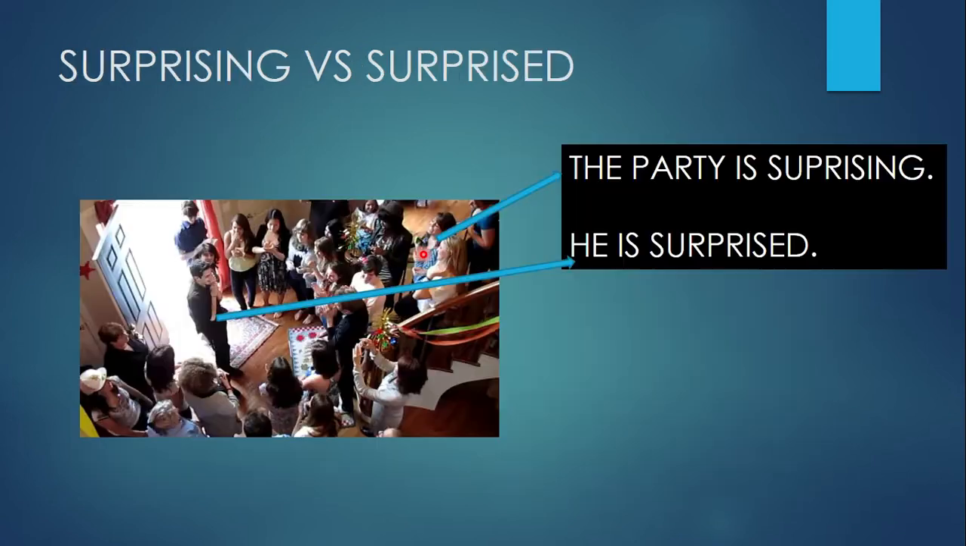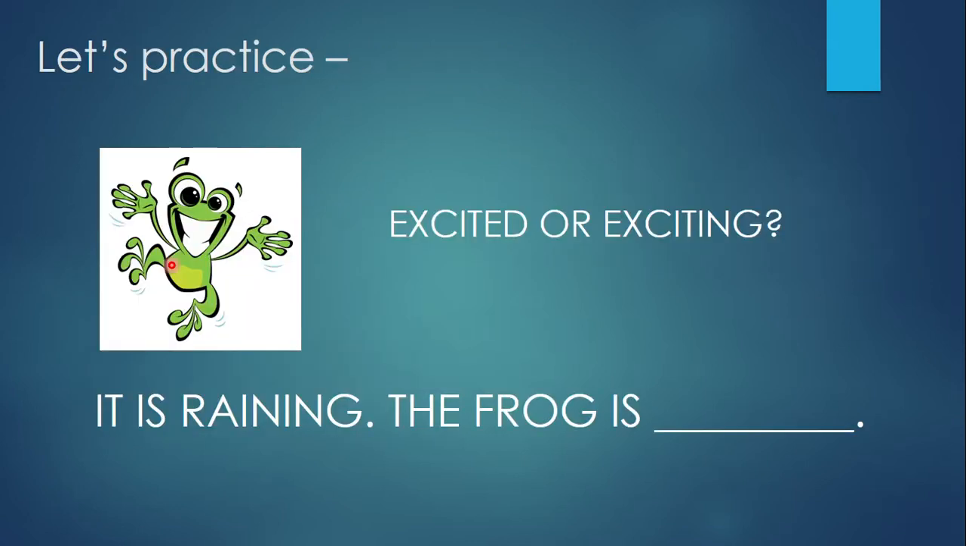Okay? Another example. Surprising versus surprised. The party is surprising. I am describing the party, the situation. But he is surprised. Okay? This is a surprise party, so he feels surprised. This is how he feels.